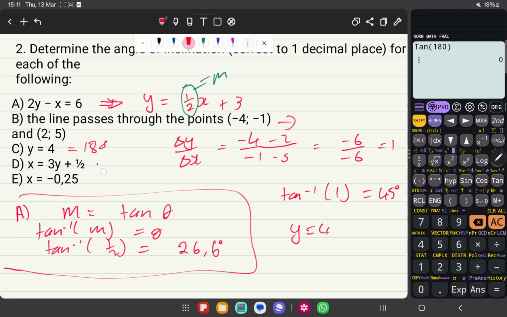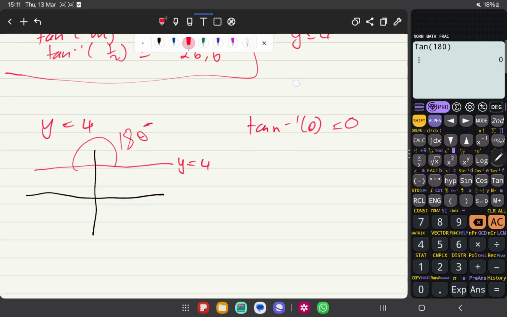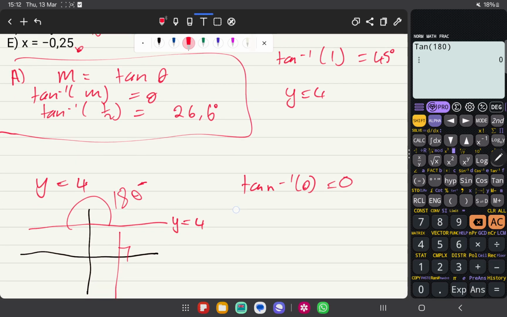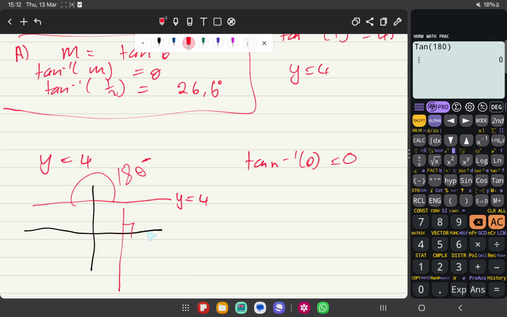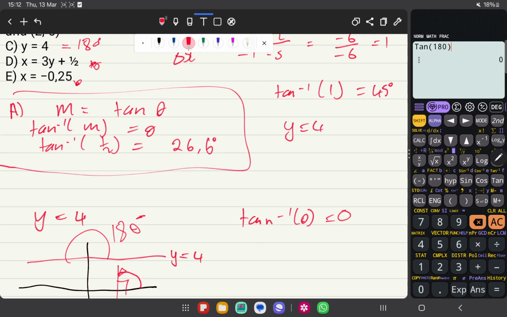Here you're gonna have to do some recalculation to find your gradient. And here you have this line. So here your angle of inclination, we can say it's gonna be 45 degrees. It is the angle from your x-axis to your line. So here it's just gonna be 45 degrees, I believe.